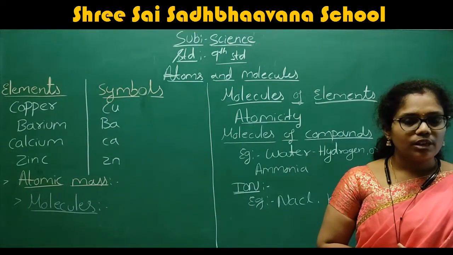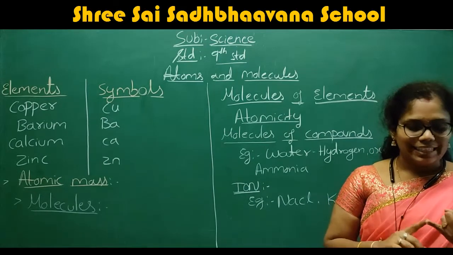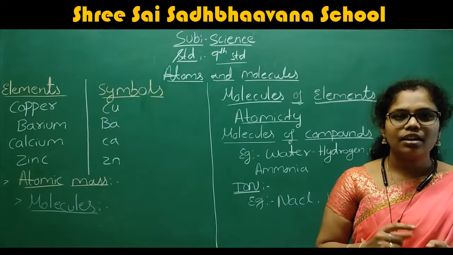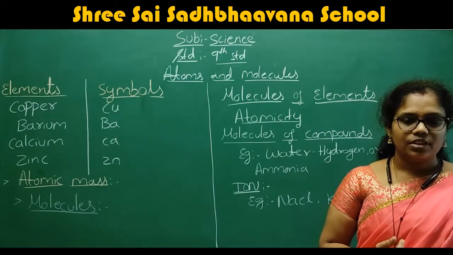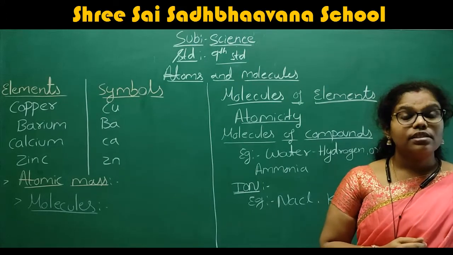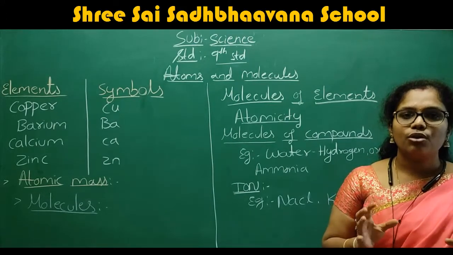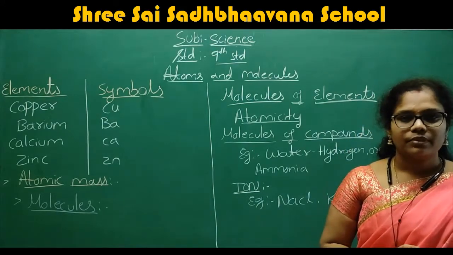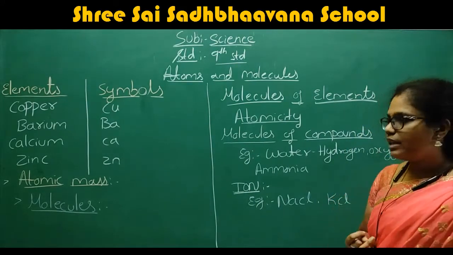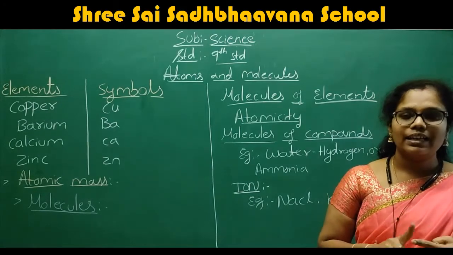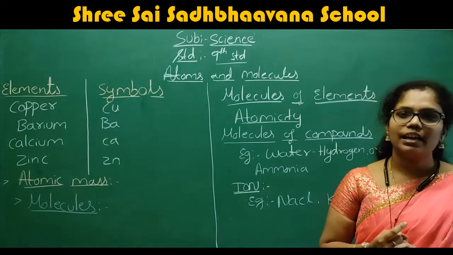Can you tell what the noble gases are? We have helium, neon, krypton, argon, xenon and radon. These are the important 6 noble gases, and they are monoatomic, which means each consists of only one atom. Which are the 6 important noble gases? Helium, neon, argon, krypton, xenon and radon.